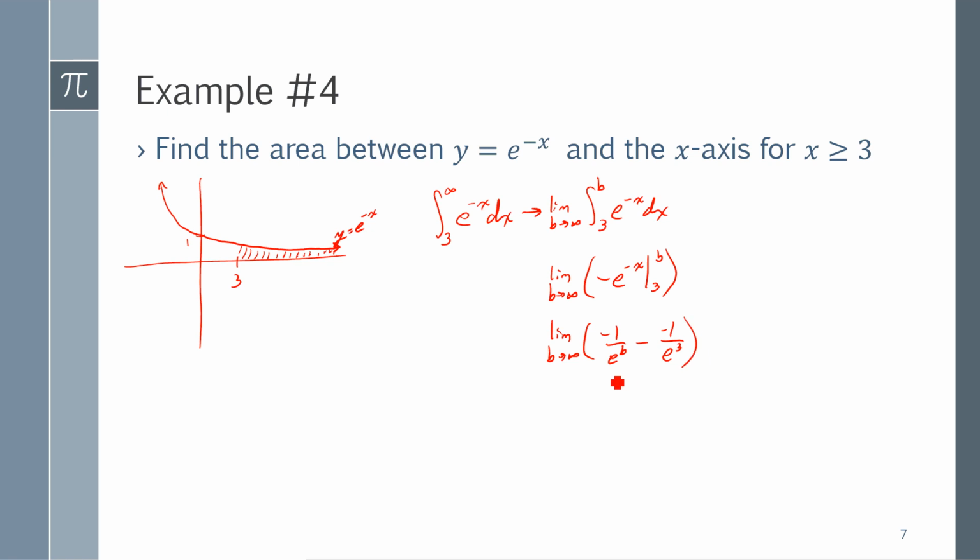At this point, negative 1 over e to the b is going to 0. And then the rest is a constant. So what I get is that this is converging to 1 over e to the third. And that is what my area is converging to.